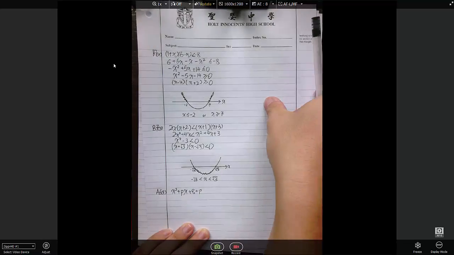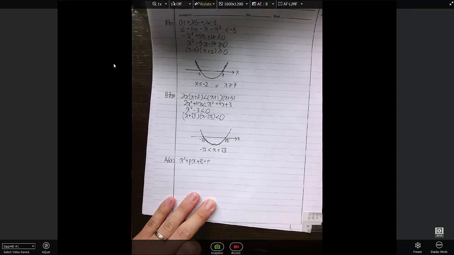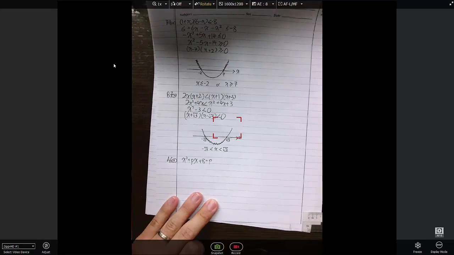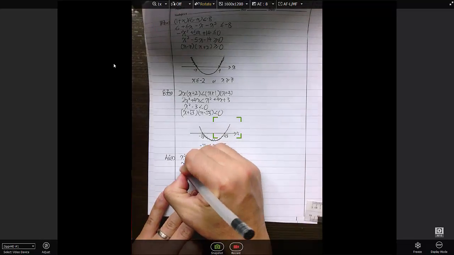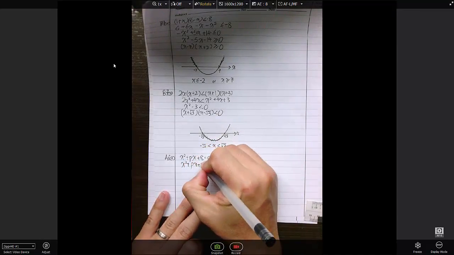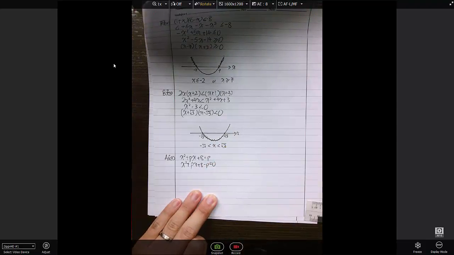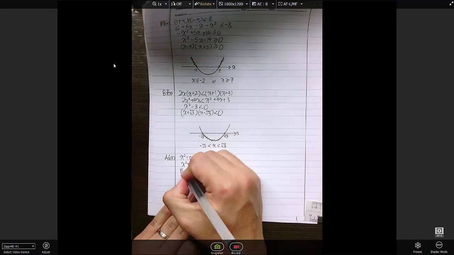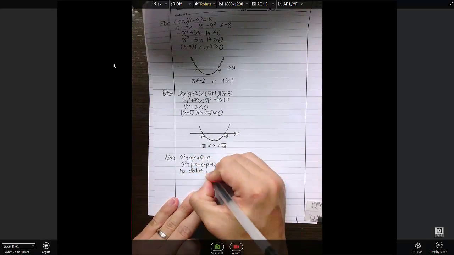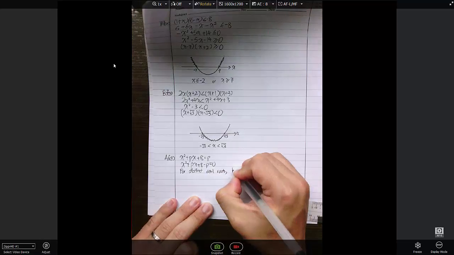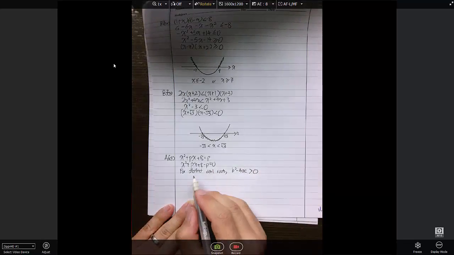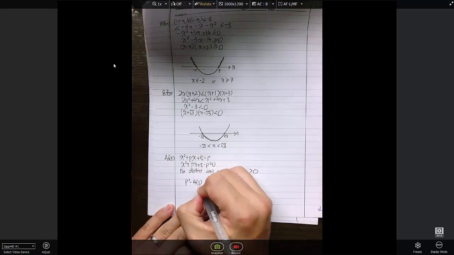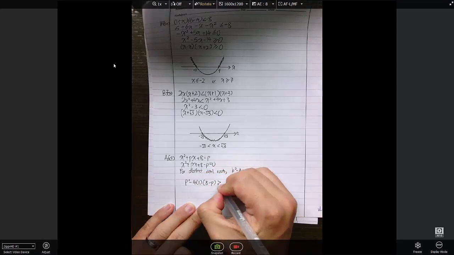Then I rearrange my equation in this case. Alright, let me rearrange the equation. Okay, x² + px + 8 − p = 0. Now they say that they want distinct real roots. So for distinct real roots, b² − 4ac must be greater than 0. So I get b² − 4ac is greater than 0.